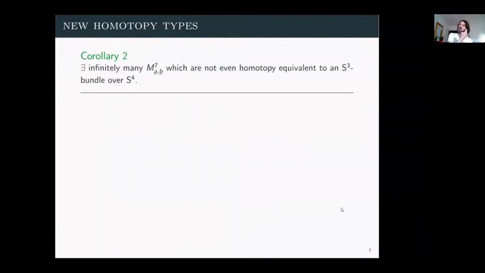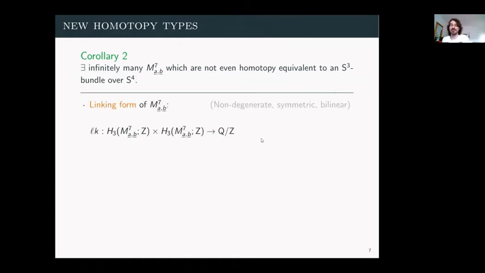Namely, that there are infinitely many of these manifolds with non-negative curvature, which are not even homotopy equivalent to an S3 bundle over S4. And so this is something that we need a different invariant for. And the invariant is the so-called linking form. And the linking form, remember, is a non-degenerate symmetric bilinear form on the torsion group, H4. But because the definition is a little more intuitive, I am going to talk about it in the third homology group by using Poincare duality.